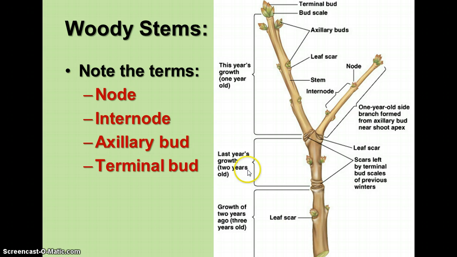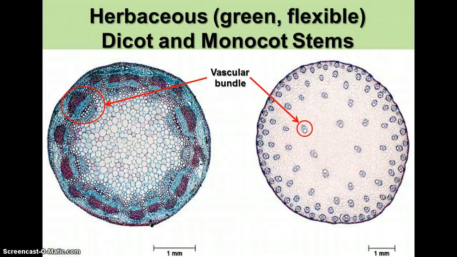This just shows the growth of a couple of years, so you can see where the scars are on the woody plant as it's growing, to see what's occurred where. Now, inside the stem, you have the different kinds of cells that are arranged there. You have the ground tissue here, and you have the epidermis around the outside.